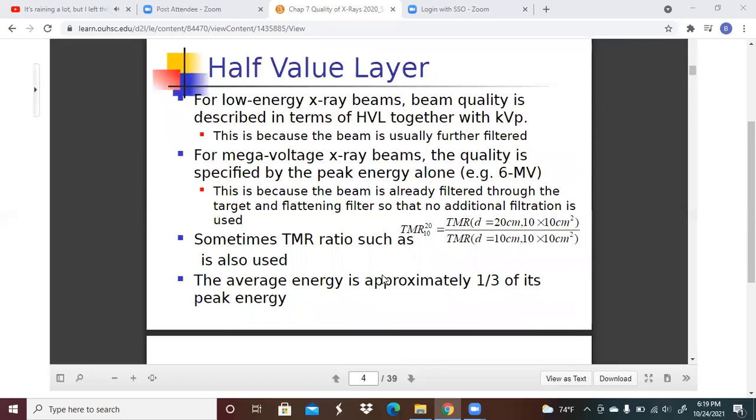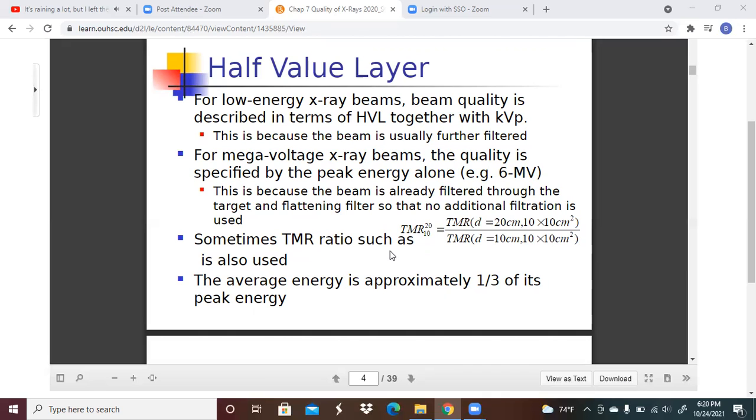So for the low energy X-ray beams, the beam quality is described in terms of half value layer together with the kilovoltage peak. And this is because the beam is usually further filtered. So for megavoltage X-ray beams, the quality is specified by the peak energy alone. In other words, when you take a 6 MV beam, that's going to be the peak. That's going to be the maximum of what you see. And this is because the beam is already filtered through the target and the flattening filters so that no additional filtration is used.